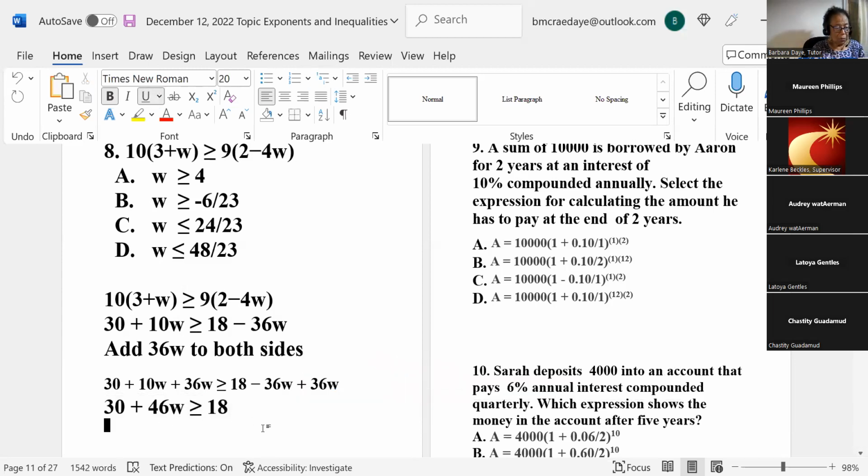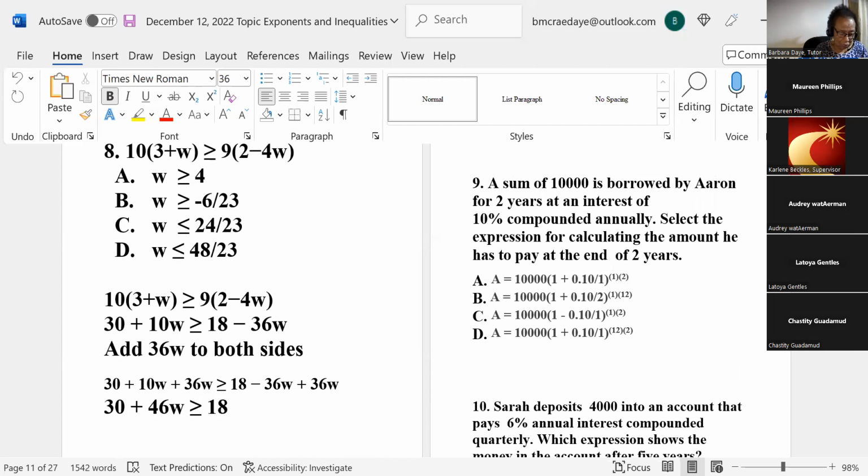What do you do here? You want to get just 30 with the 18. So what would you do? Get this 30 constant with the 18 constant. So what do you do to both sides of the inequality for that to happen? You subtract. Yeah, you subtract 30 from both sides. That's it. So do that. Subtract 30 from both sides. All right.